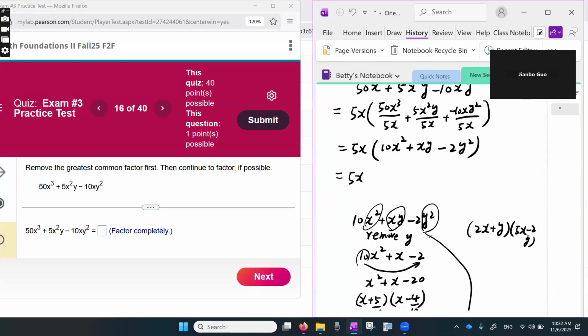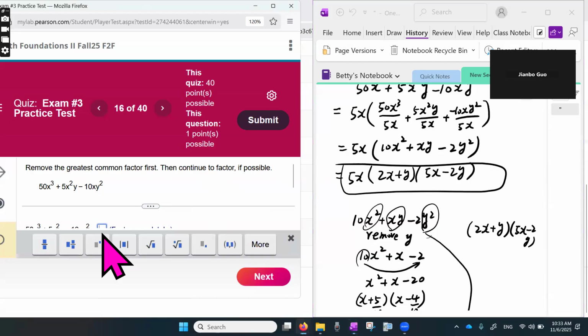2 times y here, okay? So now we put it back. The trinomial inside the parentheses can be factored as 2x plus y times 5x minus 2y. I can double check very quickly. By FOIL or box method, right? 10x squared, negative 2y squared. 5xy, that is negative 4xy, so it's 1xy. Yeah, that's correct. This is the answer.